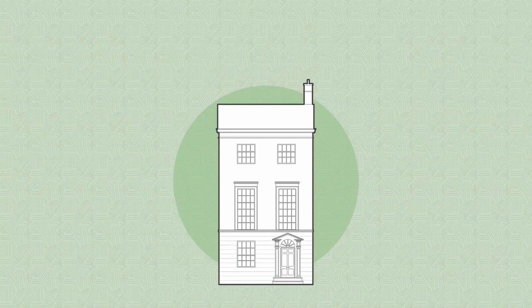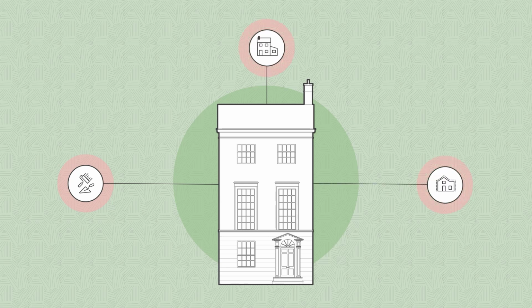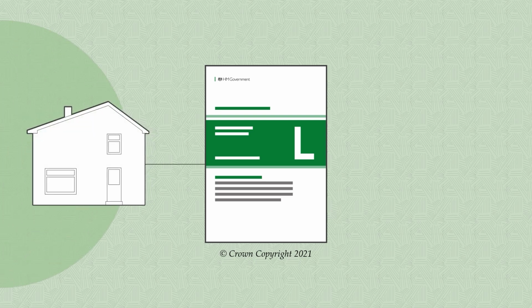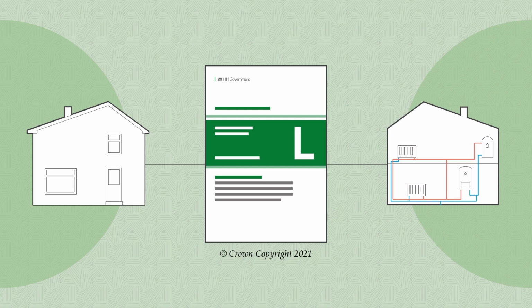Whatever building work you do, from refurbishment to extensions to deep retrofit projects, your work can make an impact on the energy efficiency of people's homes. Part L of the building regulations provides guidance on energy efficiency. It covers the thermal performance of a building's fabric and heating systems.